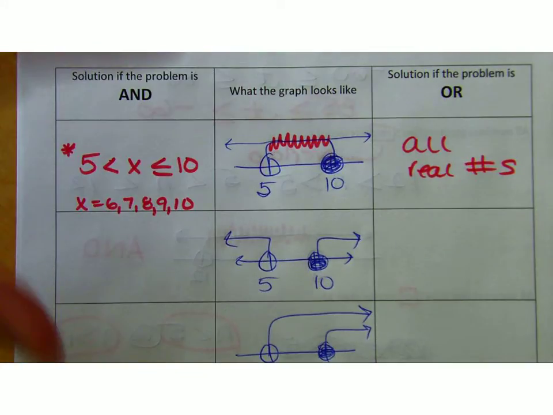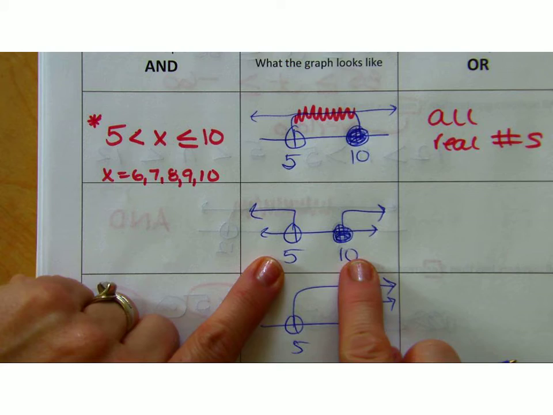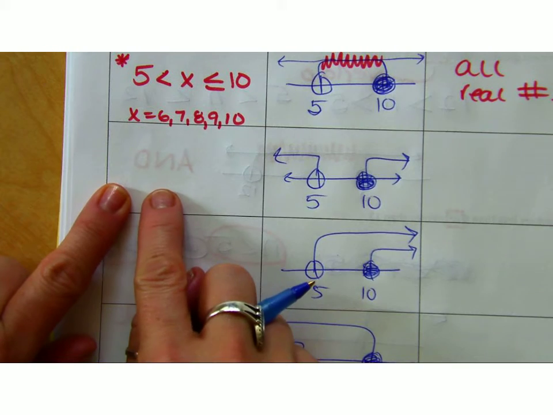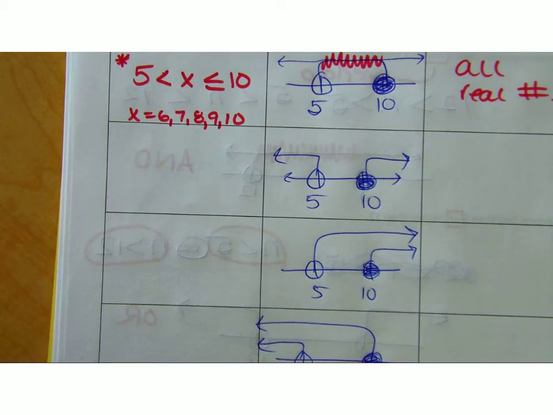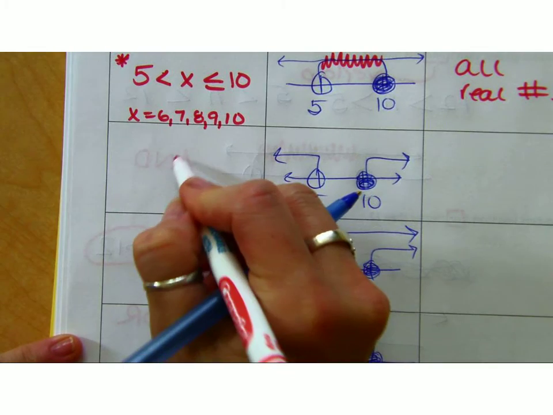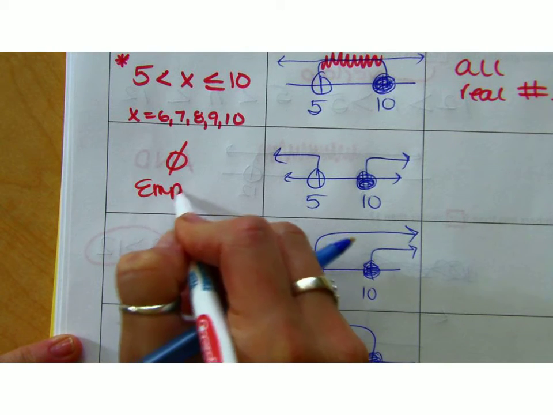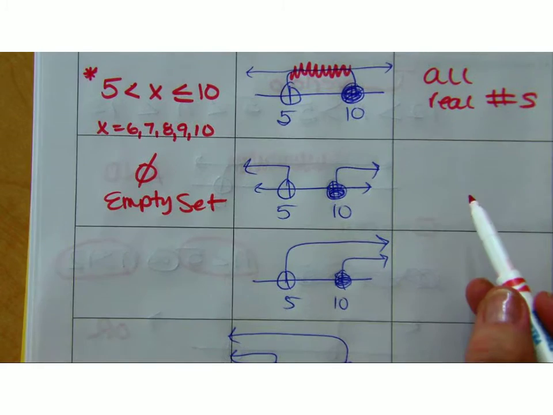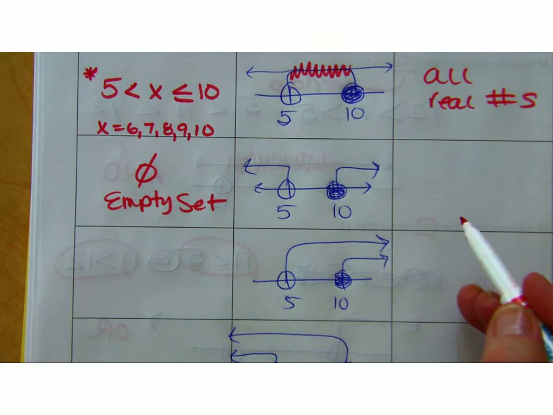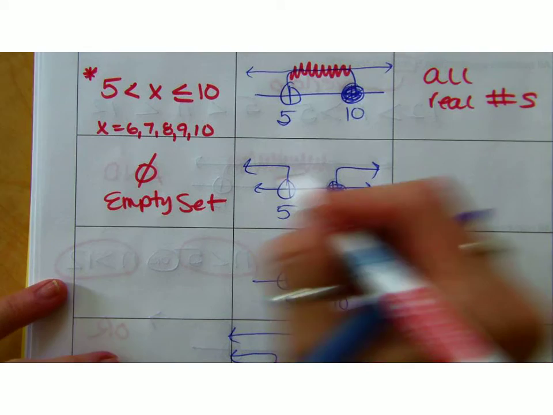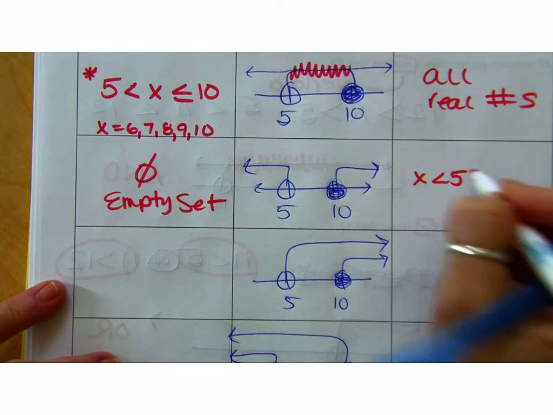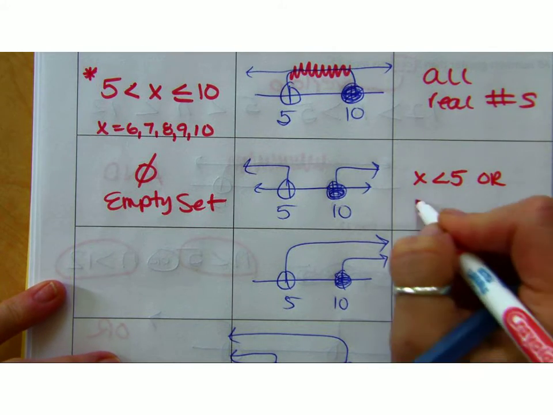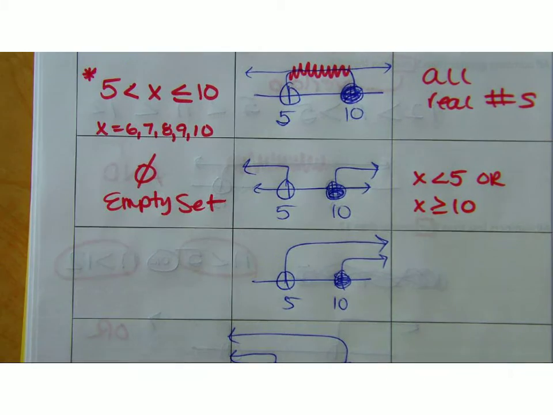If this were my graph and it was an and problem, really quickly, we talked about this on the back page, it would be what? Empty set. If this were your graph and your question was an or, it's pretty simple. It's just the two inequalities that you're looking at. Meaning, any number less than 5 or any number greater than or equal to 10. Your graph is your answer. You just have to write it in inequality form.